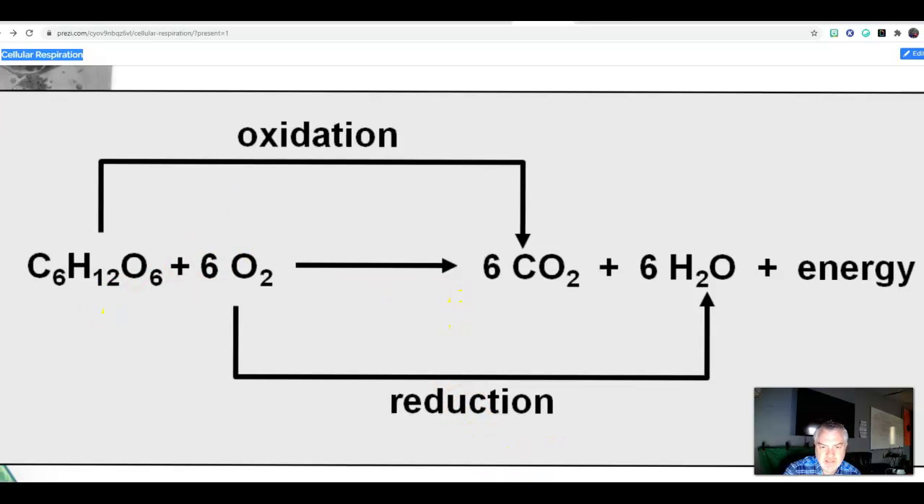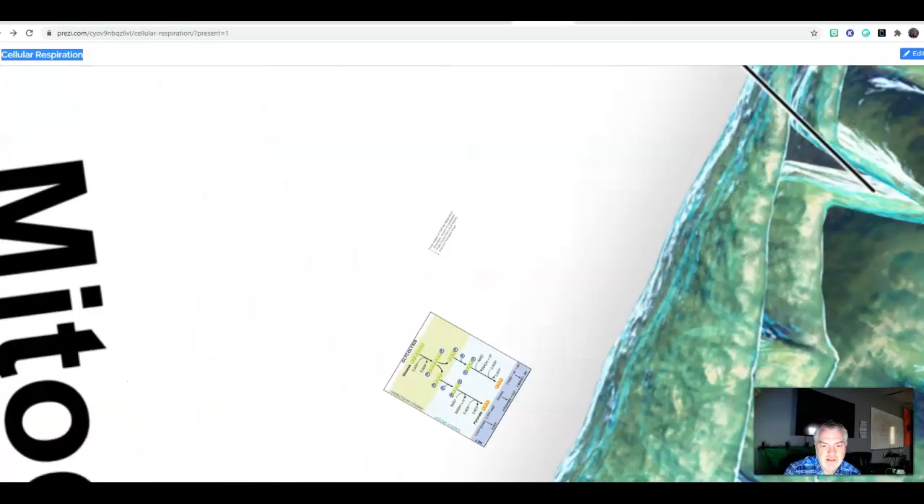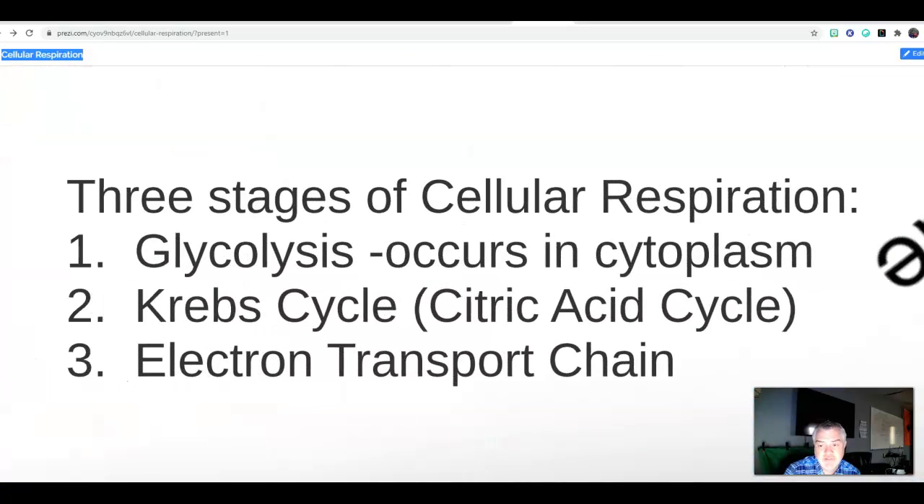Let's see. The next thing we want to talk about is the three main steps of cellular respiration. Glycolysis, the first one, which is going to occur in the cytoplasm. Also, one thing about glycolysis I'd like to mention is that oxygen does not have to be present for it to occur. It can occur with oxygen, but it can occur without oxygen as well. The second step is the Krebs Cycle, also known as the citric acid cycle. And then the final step is the electron transport chain.